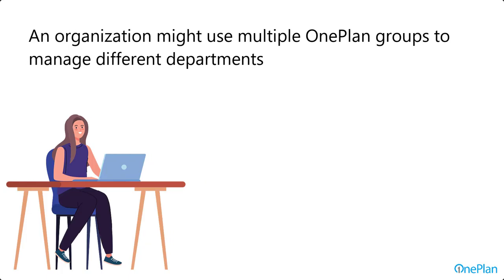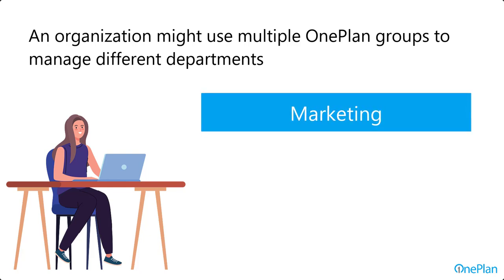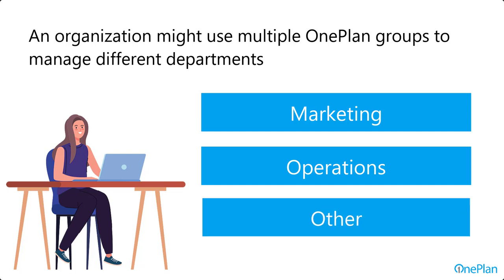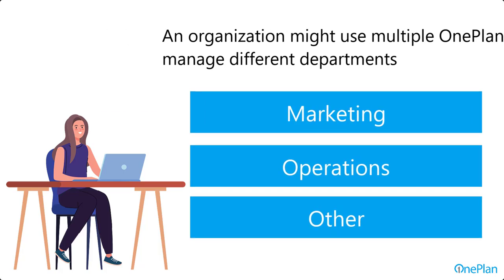An organization might use more than one OnePlan group to manage different departments or projects. For example, one group could be dedicated to the marketing team, another for the operations team, and a third for a different division within your organization. This separation allows each team to manage their projects, tasks, and resources independently while still using the broader capabilities of the OnePlan platform.